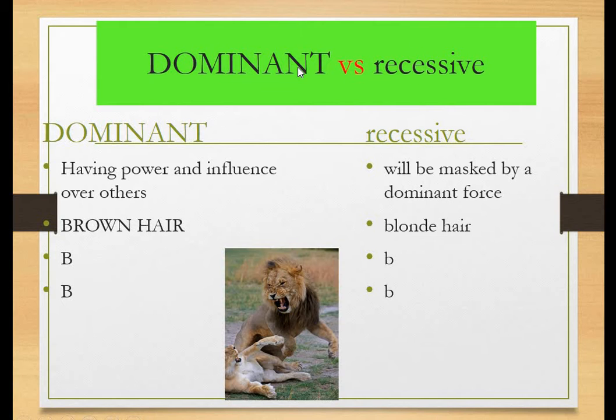You started writing about dominant and recessive genes. You're going to write: dominant genes have power and influence over other genes. Recessive genes will be masked by the dominant, which means it overshadows. You cannot always see it, just like in the peas. You're pausing, you're writing these two sentences about dominant and recessive.